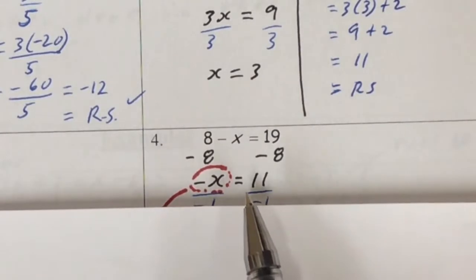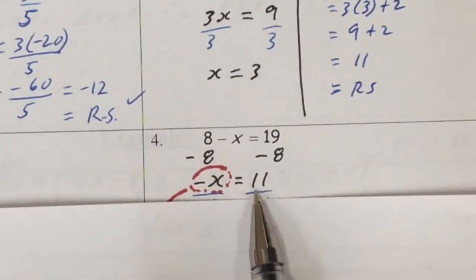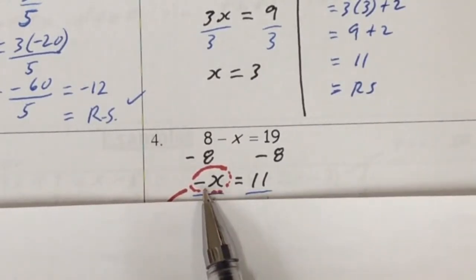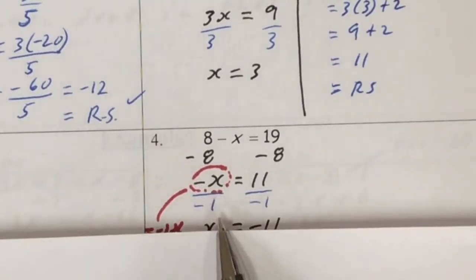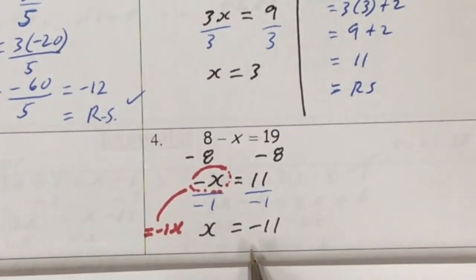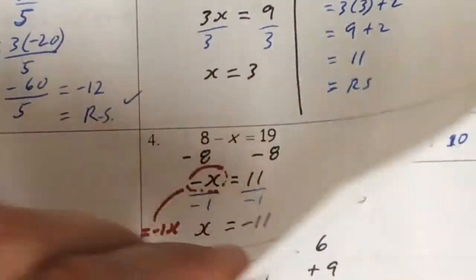Then you end up with negative x equals 11. We don't want to solve for negative x, we want to solve for x. That's the same as saying negative 1x. You want to get rid of the negative 1, so divide both sides by negative 1. And then you've got x equals negative 11. So that's the trick for that one.